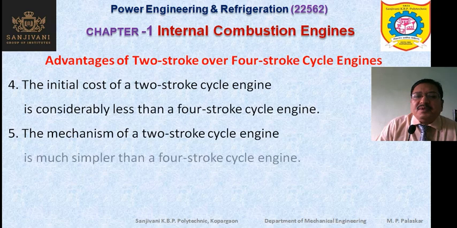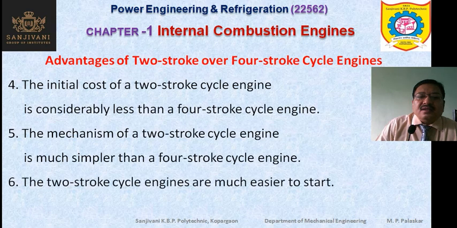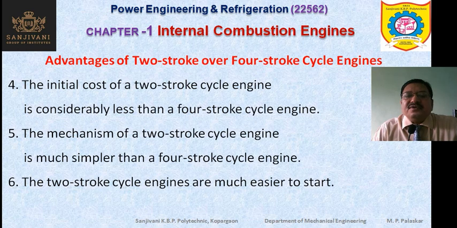The mechanism of a 2-stroke cycle engine is much simpler than a 4-stroke cycle engine. Less complicated parts are required for a 2-stroke cycle engine. The 2-stroke cycle engines are also much easier to start. So these are the advantages of the 2-stroke engine over the 4-stroke engine.